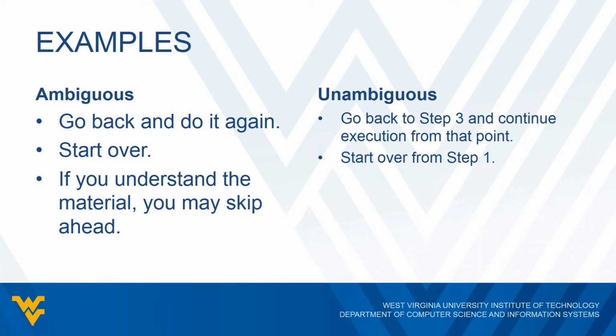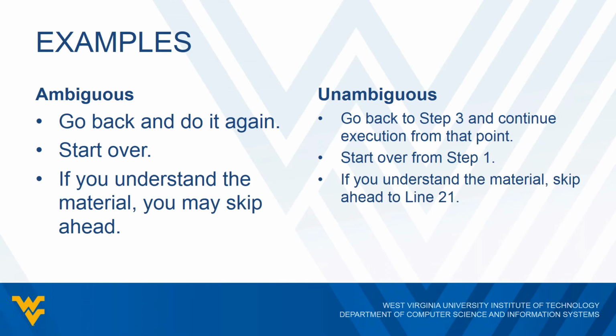Another ambiguous example would be: if you understand the material, you may skip ahead. Skip ahead to where? Do we skip ahead to the portion until we don't understand it? There's no clear indication of where we actually skip to. Something more precise would be: if you understand the material, skip ahead to line 21. That tells us exactly where we're going to go if we understand the material.